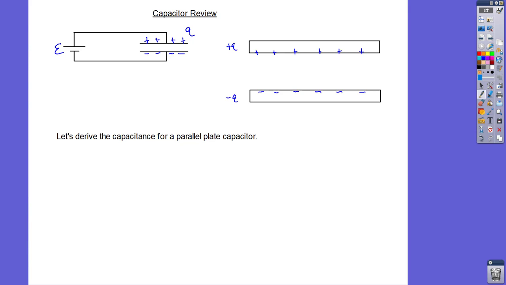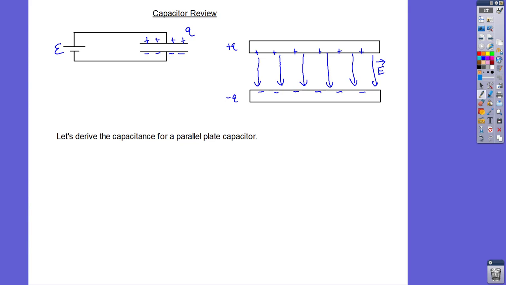So what I want to do is derive the capacitance for the parallel plate, but let me mention one more thing before that. So we know with these parallel plates we get this nice uniform electric field here. The electric field is going to be represented by these nice parallel lines moving away from positive and toward negative. So that's our E field.